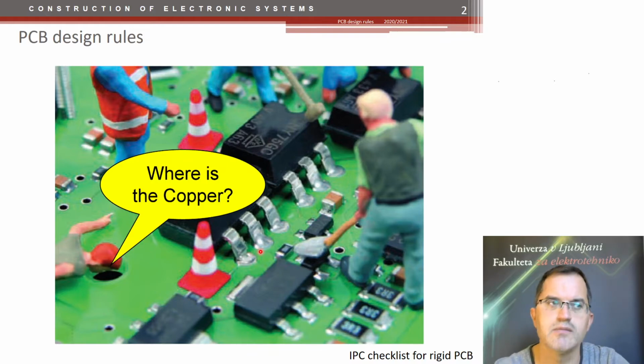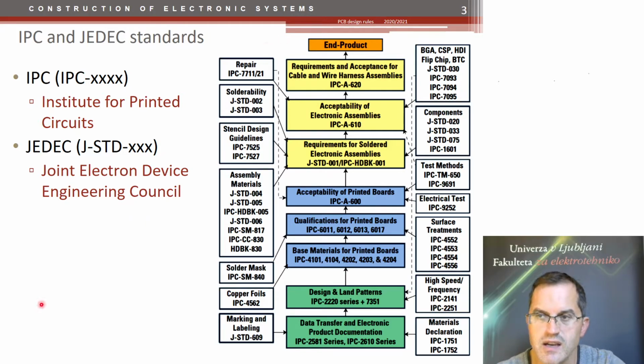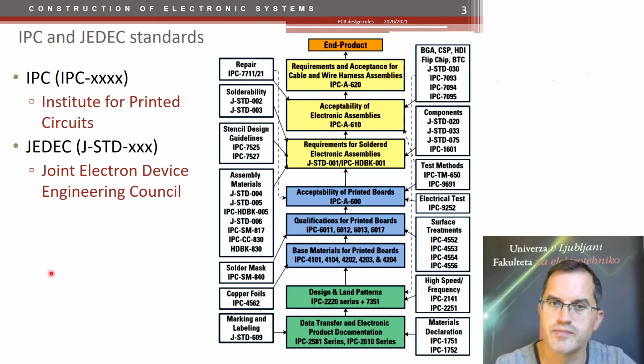designs printed circuit boards. Okay, so there are several standards that cover this area, and they are divided into two main parts. One is IPC, Institute for Printed Circuits, and JEDEC, the Joint Electron Device Engineering Council. Both these standard groups are issuing their standards that cover the whole procedure in the PCB design and manufacturing process.